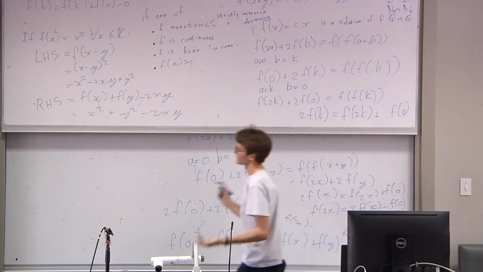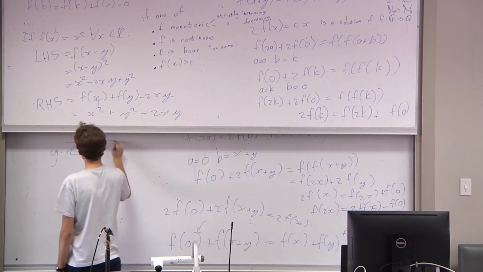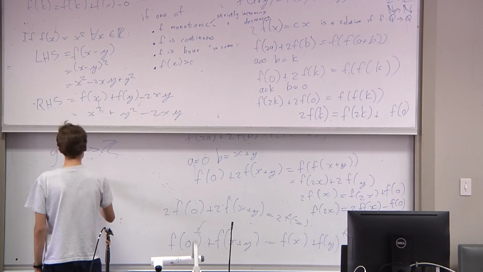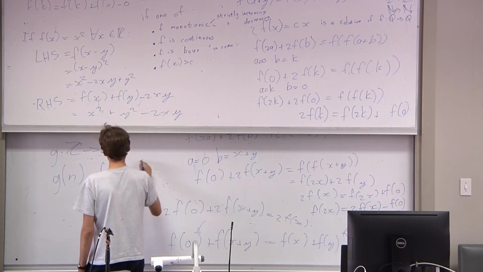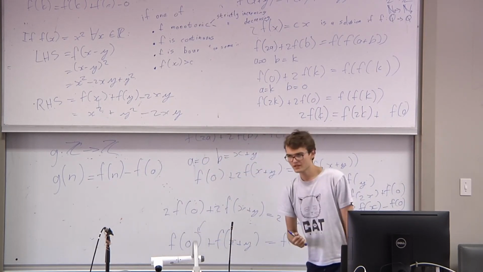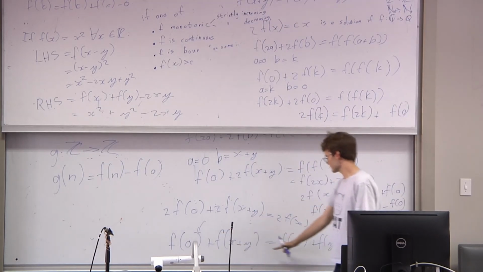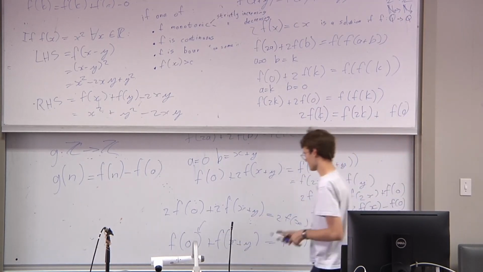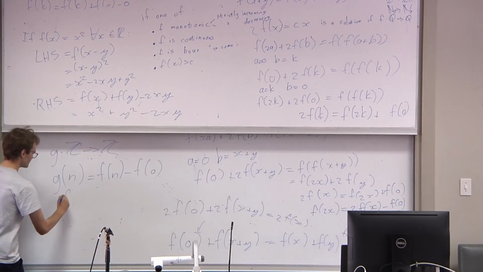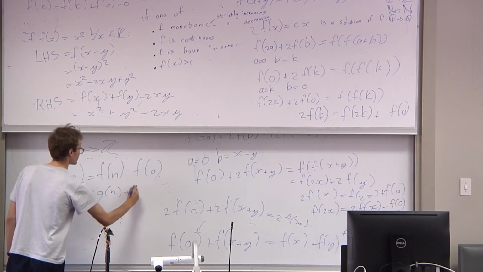So we create a new function g, from Z to Z, defined by: let g of n equal f of n minus f of 0. Okay, so we can take this statement over here and write this up. So you get that f of n is g of n plus f of 0.